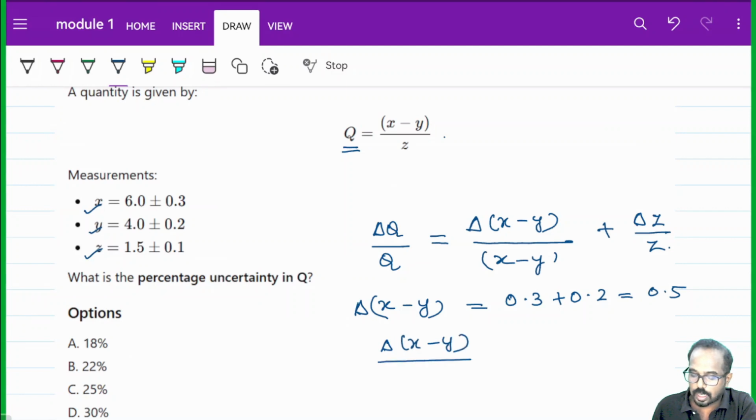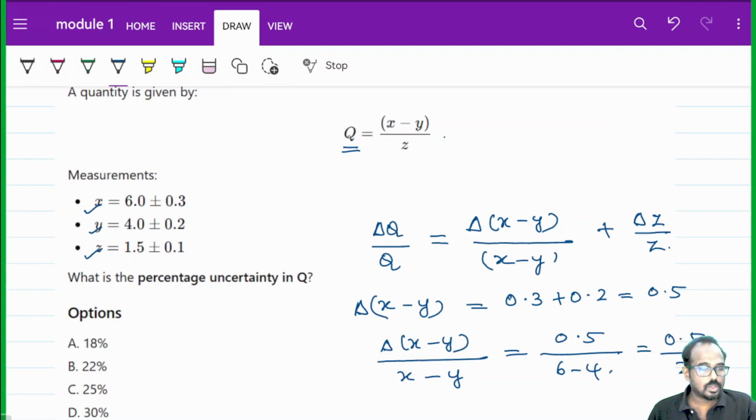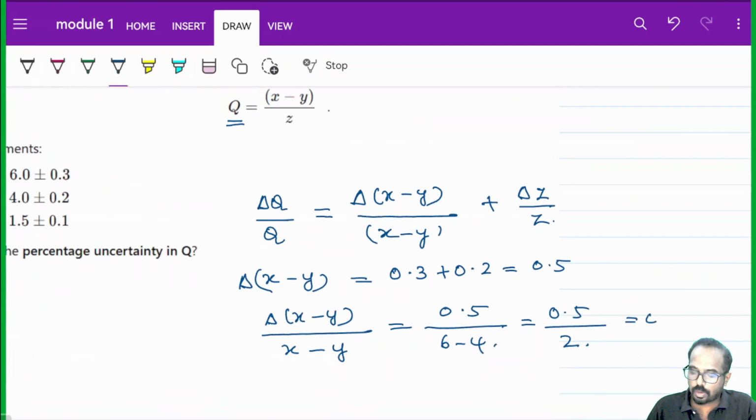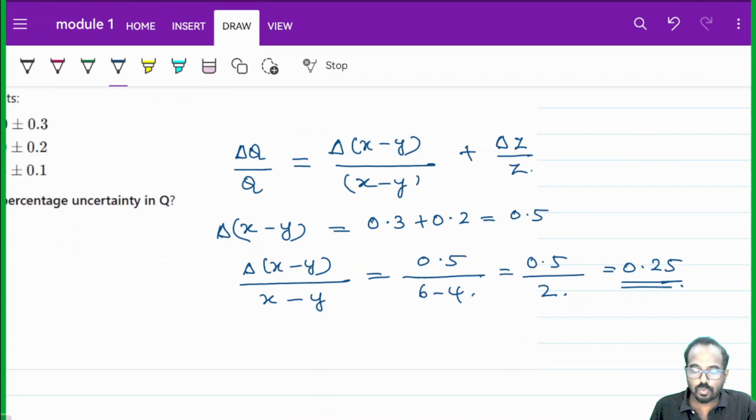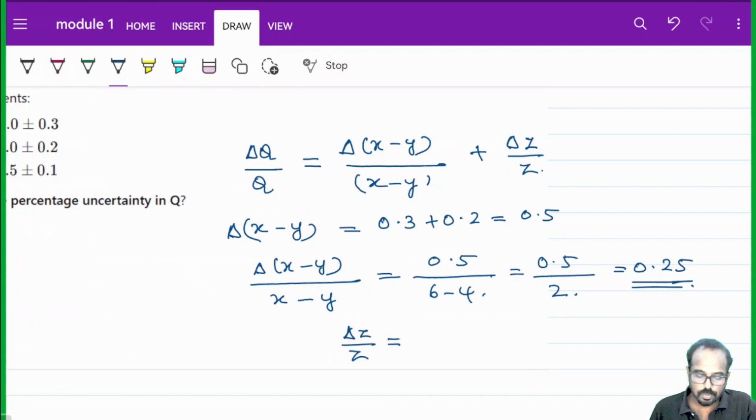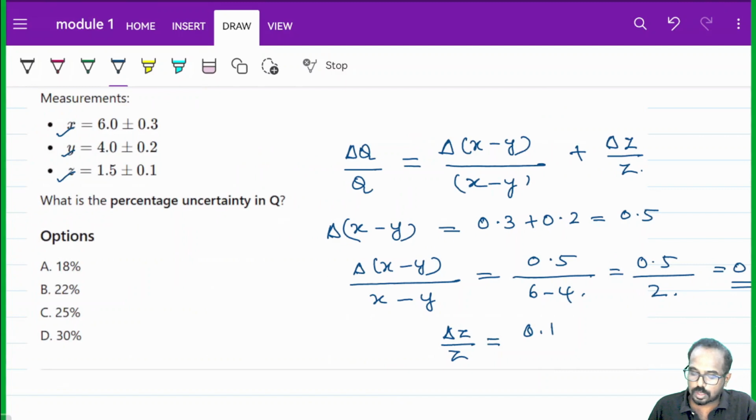Now the fractional uncertainty in x minus y: delta (x minus y) by (x minus y) equals 0.5 upon what is x minus y? 6 minus 4. So this will be 0.5 upon 2, and when you put this in your calculator, you will get 0.25. Similarly, you can find the fractional uncertainty in z. Delta z upon z is 0.1, the absolute uncertainty in z, divided by the z value, which is 1.5.